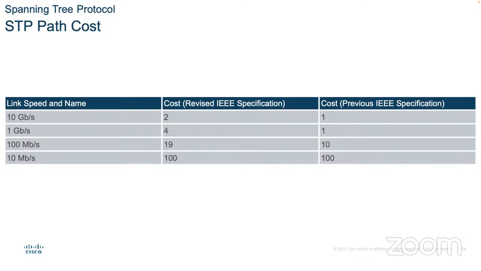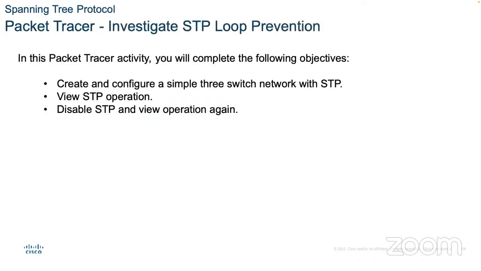When an admin wants a specific switch to be a root bridge, the bridge priority value must be adjusted to ensure it is lower than all other values on the network. There is a packet tracer. Well, you will get to do this.